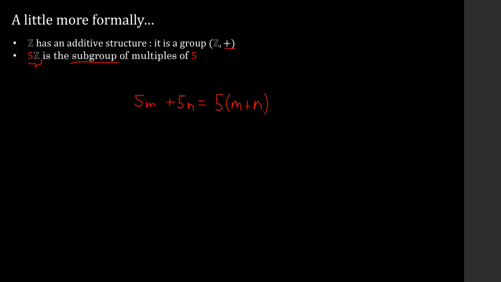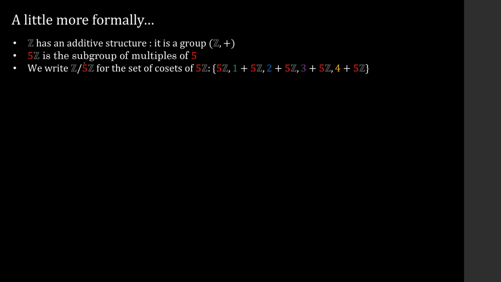You also need to guarantee that your inverses are closed, but that's all we'll care about for now. So 5Z is a subgroup. Now we write Z mod 5Z for the set of cosets of Z, 5Z. And cosets are just sets, not necessarily groups, where we take all the elements of our set and then we just add a particular element to it.